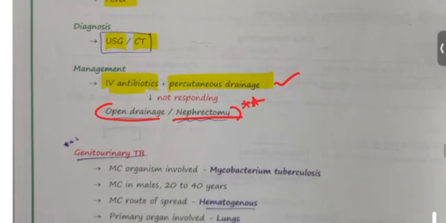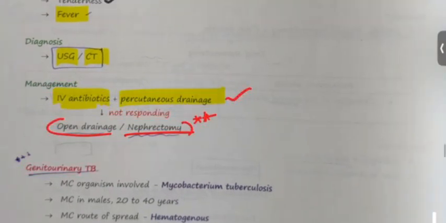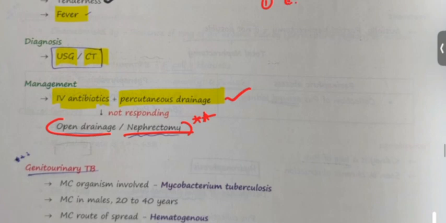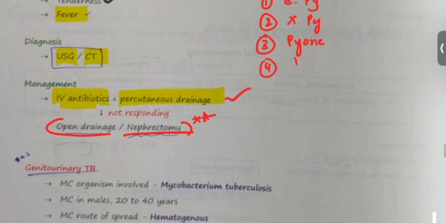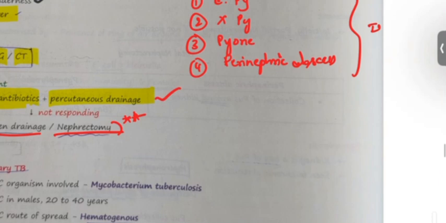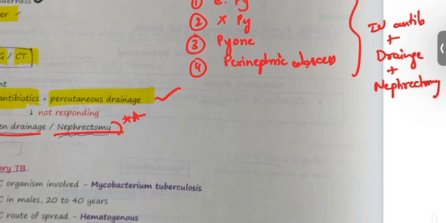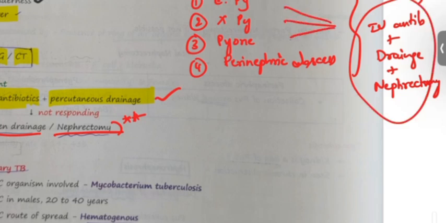So these were the four main infections which we discussed till now: emphysematous pyelonephritis, xanthogranulomatous pyelonephritis, pyonephrosis, and perinephric abscess. Ultimately, for everything, treatment will be IV antibiotics, if it is an abscess, drain it, and if not, nephrectomy. Ultimately, we will have to identify the cause for that.